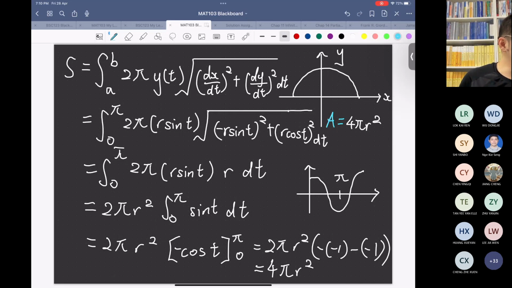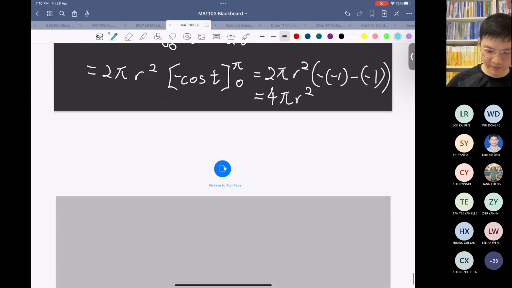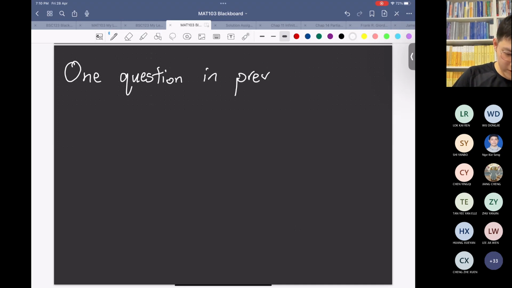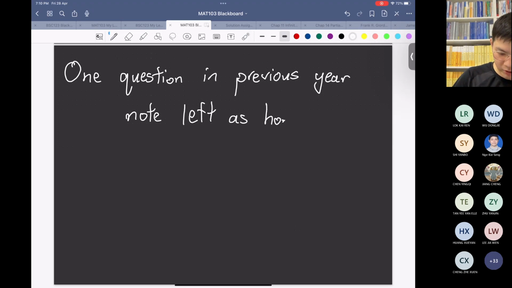There's a question in the example. I mean, not example, in the previous lecture note. So that one we will leave as an exercise. I'll provide the solution as well. One question in a previous year's note, left as homework. I'll provide the solution later.